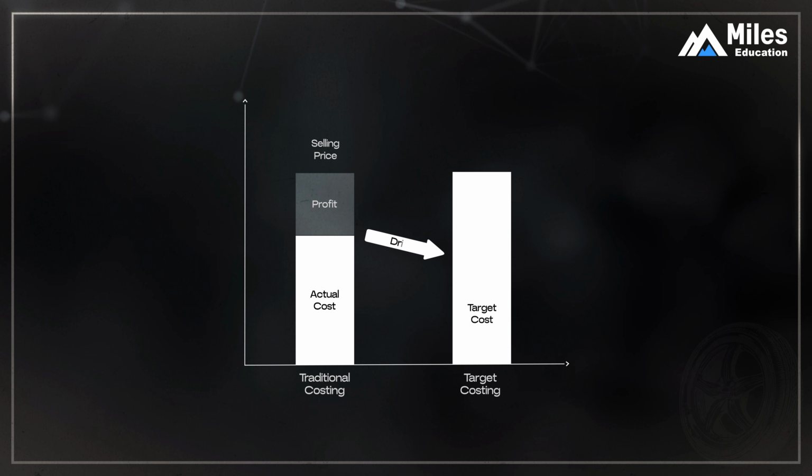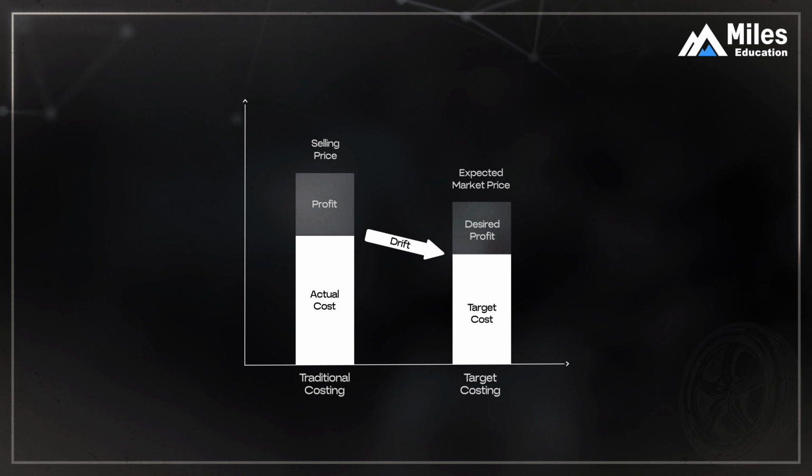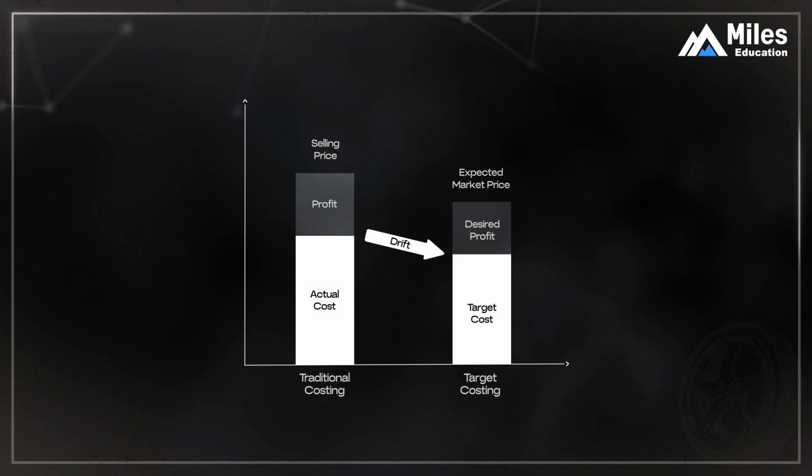Now you have businesses which start with the price the customer is willing to pay and the profits that investors desire. And price minus profit becomes target cost. Interesting, isn't it? Let's take the case study of Tata Nano.